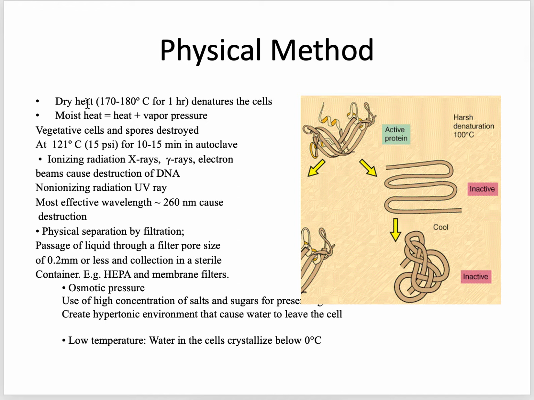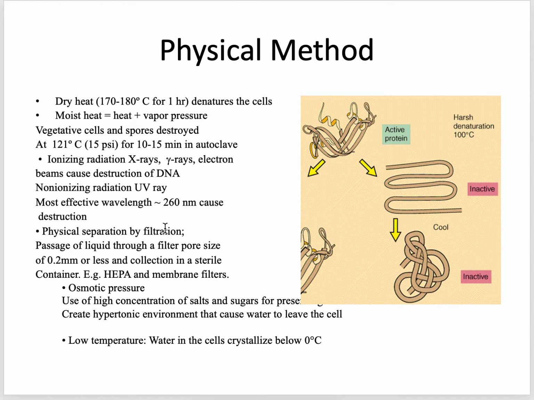There are other physical methods, say radiation. Radiation can be ionizing or non-ionizing. Ionizing radiations are, for example, X-rays, gamma rays, electron beams, and they kill the bacteria by destroying the DNA. Now non-ionizing radiation, for example UV. The most effective wavelength is around 260 nanometers.